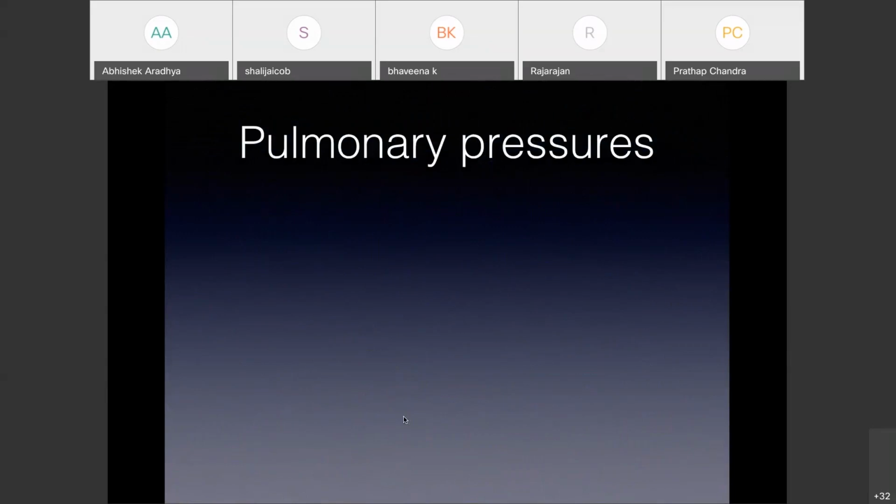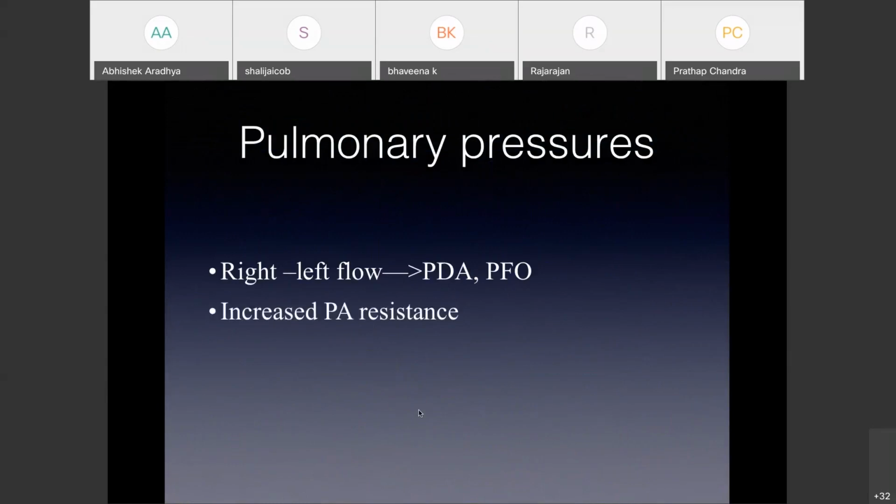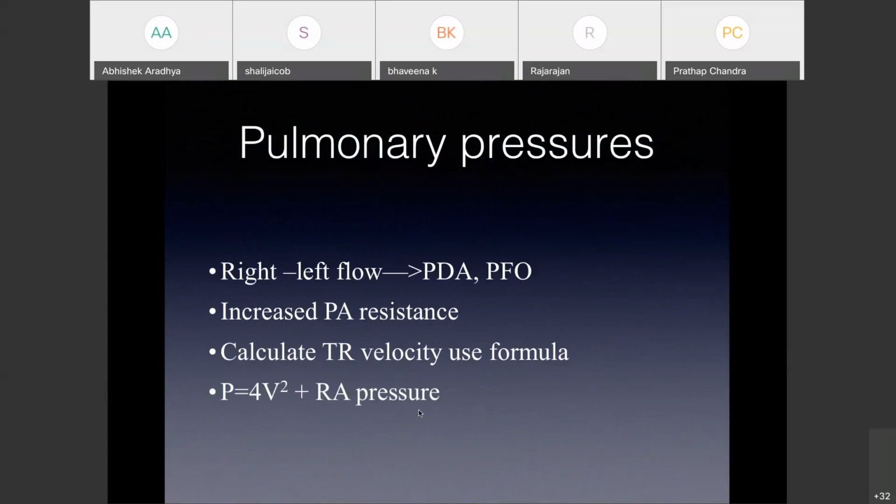Then you have all this information and you need to calculate the pulmonary pressures. How do you do that? One of the clues is if there is a right to left flow across PDA and PFO, then you know that the pulmonary pressures are very high. And this also is detected by the increased pulmonary artery resistance. As I showed you, you need to calculate the tricuspid regurgitation velocity using the formula. The formula is very simple. P, the pressure, is equal to 4 times the velocity squared.